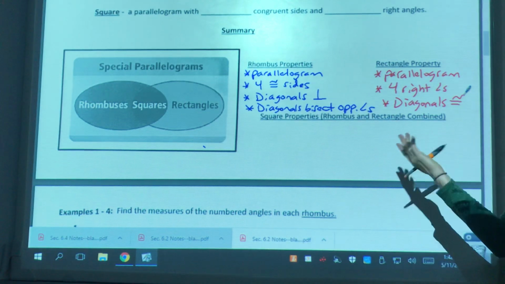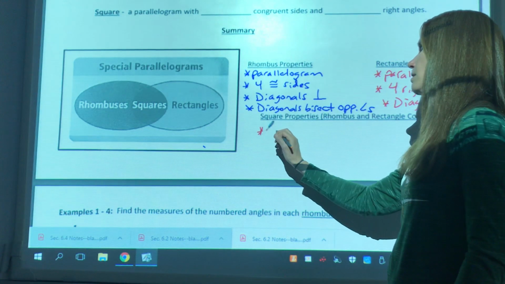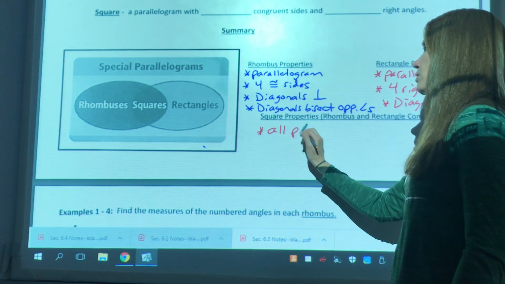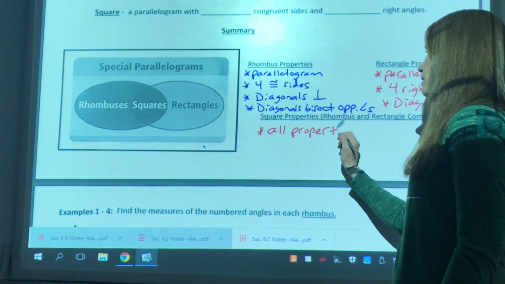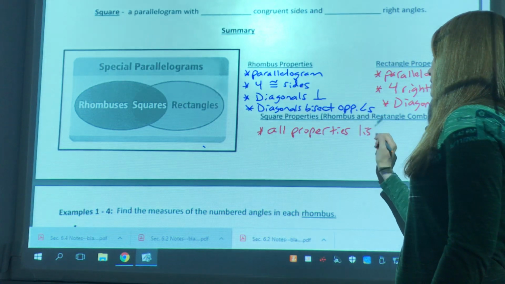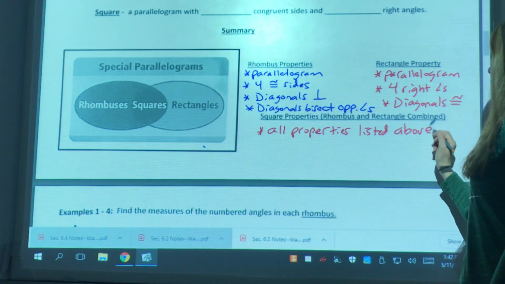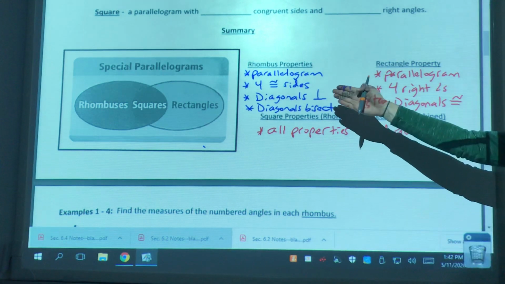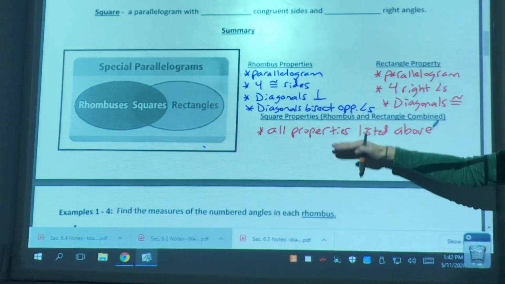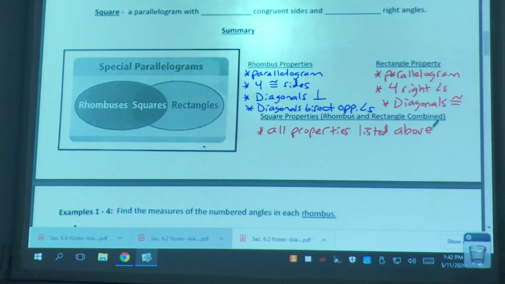For time's sake, I'm just going to list all properties listed above. If you find it's helpful to you to write down all of those in this spot just so you can see that, that is fine. Take the time to do that. That might be helpful for you.